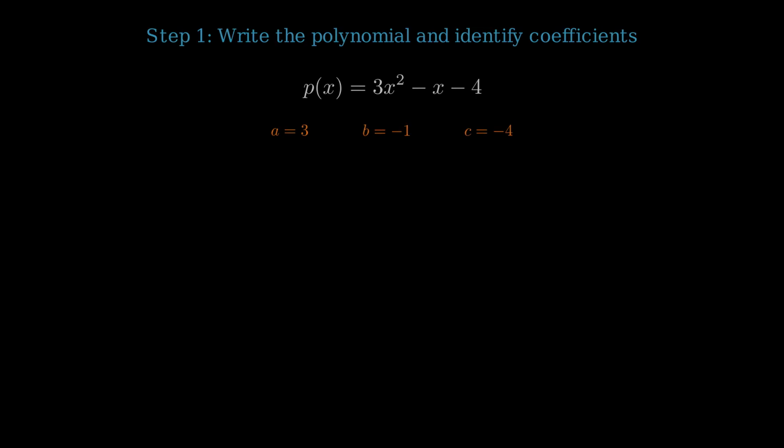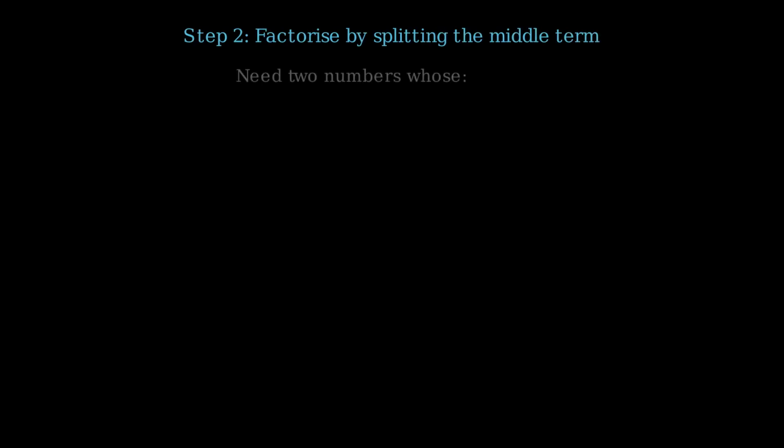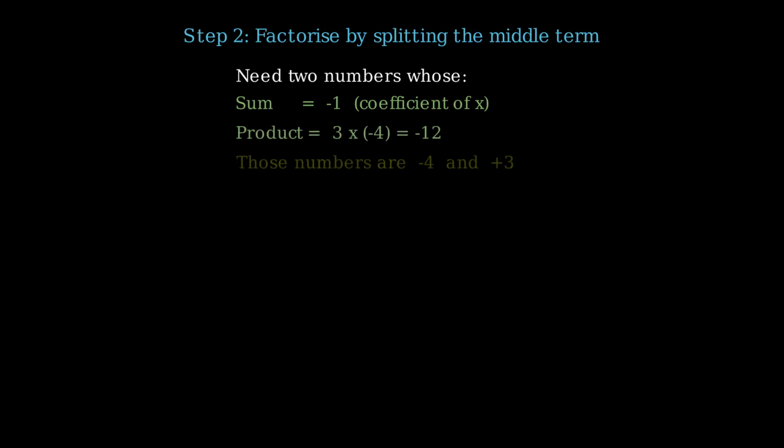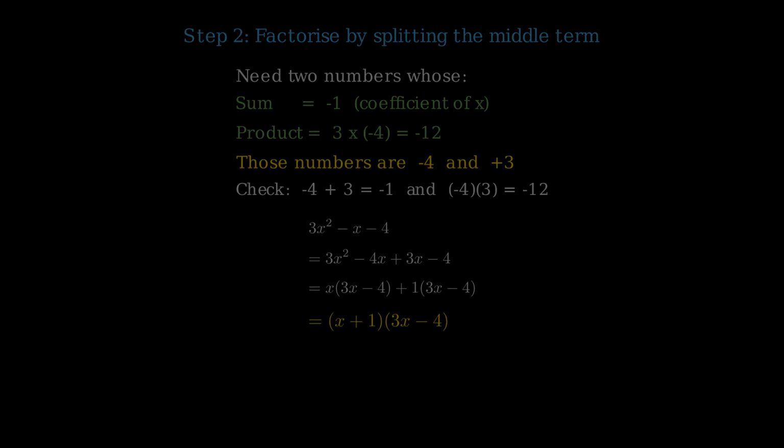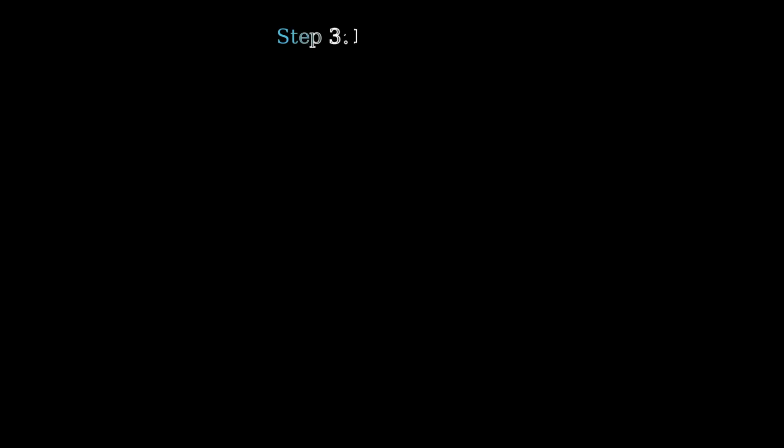Step 2. Factorize by splitting the middle term. We need two numbers whose sum equals -1 and whose product equals A times C, which is 3 times -4, equals -12. Testing the pair -4 and +3: -4 plus 3 equals -1 and -4 times 3 equals -12. Both conditions are met. Splitting, 3x squared minus x minus 4 equals 3x squared minus 4x plus 3x minus 4.